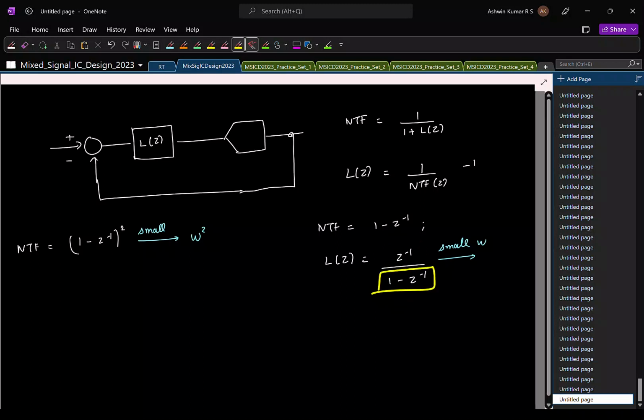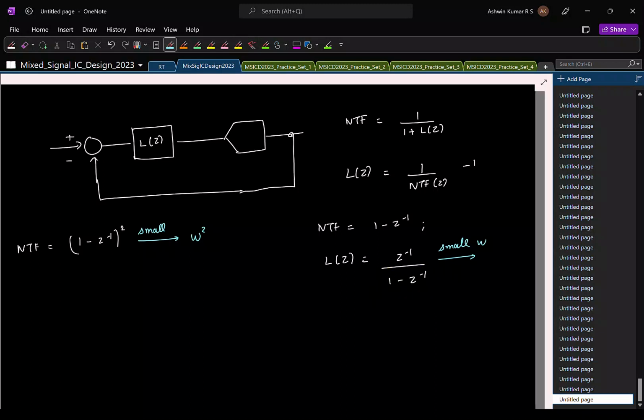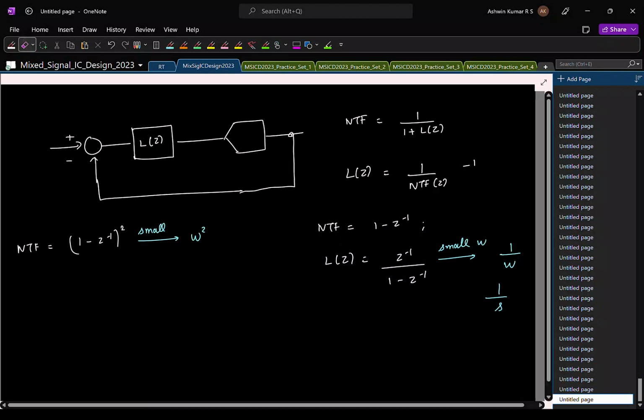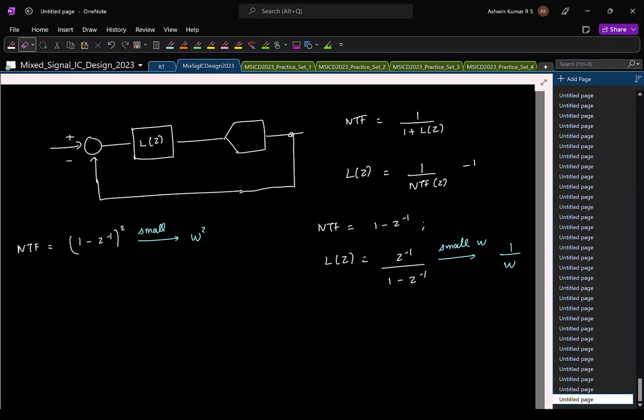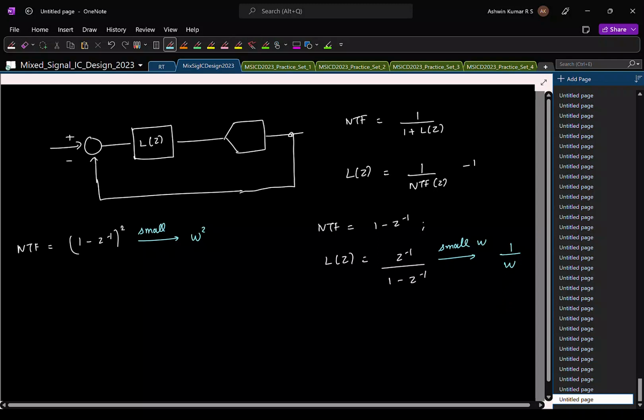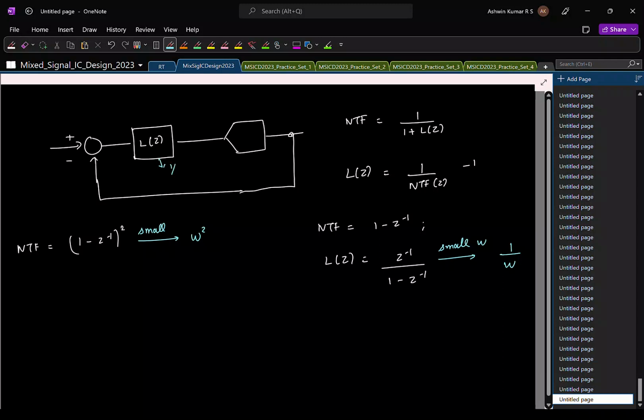Now we have 1 by that quantity. So how will that go as? 1 by omega, right? Is that okay? And remember, it's just an integrator. An integrator is 1 by S kind of thing, so it will go as 1 by omega. If you have two integrators, how will this go as? 1 by omega square. So at low frequencies, if you have two integrators here, this will go as 1 by omega square, right? And you are adding the quantization noise here.